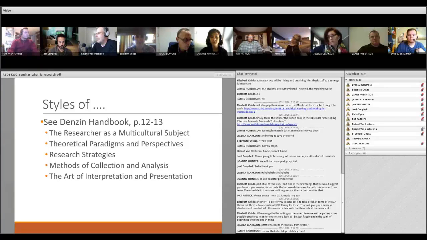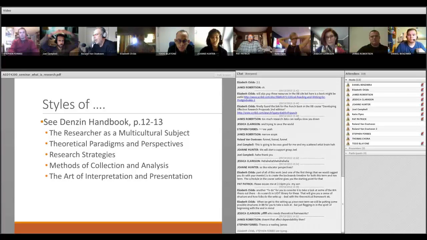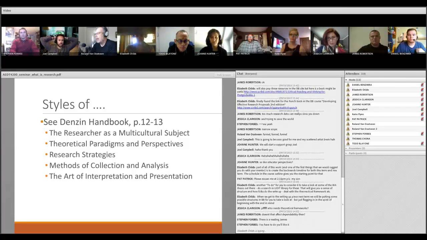There are things like positivism that you need to keep in mind, constructivism, feminism. There's a whole variety of different theoretical paradigms and perspectives that you need to take into account and use them as you're moving through a theoretical structure for your particular research project.